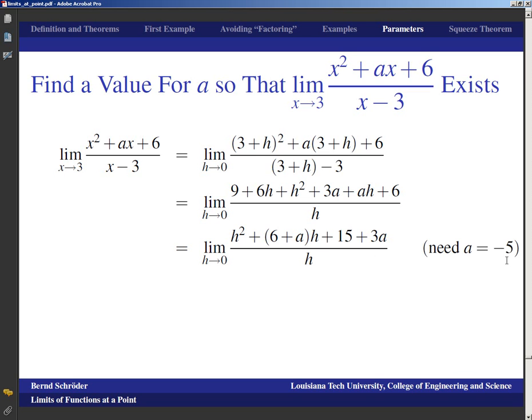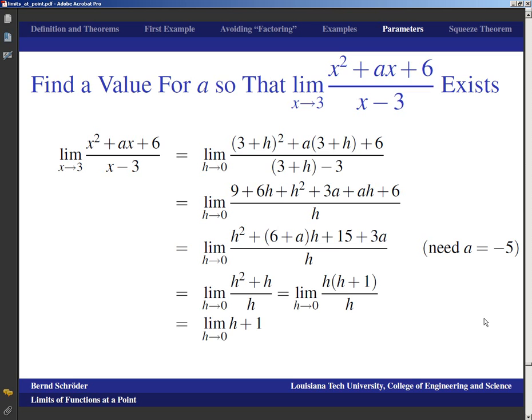The value for a is a equals -5, but now we might as well figure out what the limit is, because now that we have that, when a is -5, like I said, this stuff goes away. 6 minus 5 is 1, so you just end up with h squared plus h in the numerator divided by h in the denominator.